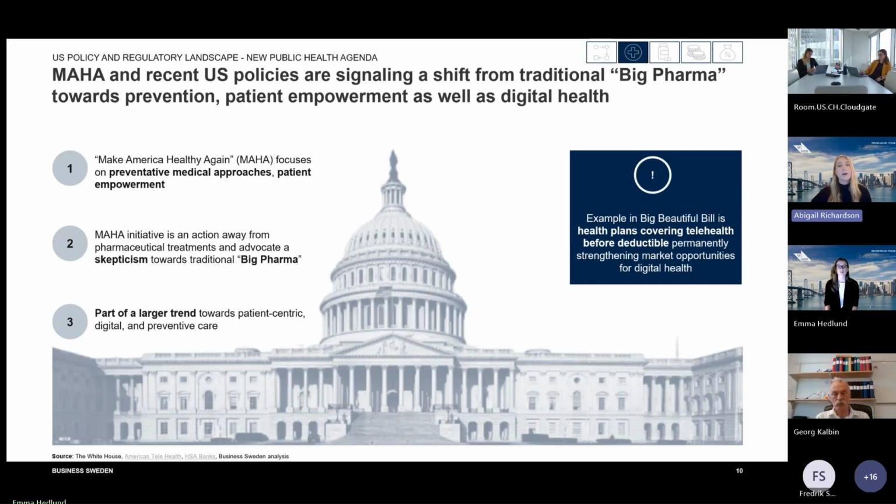Another topic that's been discussed quite a bit is this Big Beautiful Bill, or the BBB, as we'll refer to it during this webinar. There have been some changes there as well. One of the things I wanted to call out was that for telehealth services, they've locked in healthcare plan coverage before the deductible. This was actually made during COVID, but now it's permanent. This is a huge boost for telehealth adoption, because it's going to lower out-of-pocket costs for patients and really strengthens market opportunities. So anything within telehealth or digital solutions is going to be very important for the coming months.